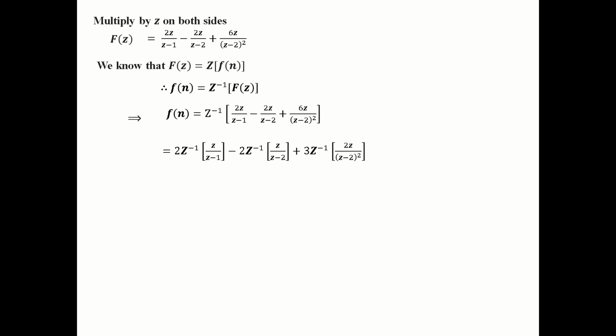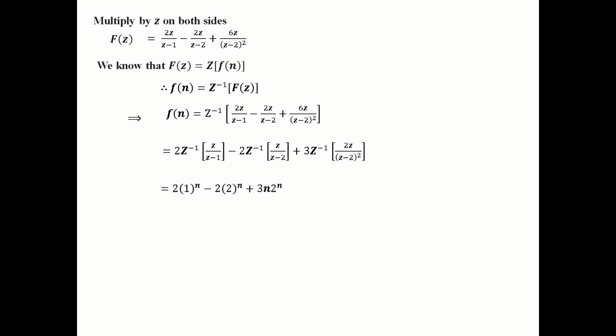2z by z minus 1, taking 2 outside, 2 into z inverse of z by z minus 1. Similarly the second term, minus 2 into z inverse of z by z minus 2, plus the last term. The last term I am keeping 2 inside and taking 3 outside, because 6 can be written as 2 into 3. So I am keeping 2z inside and taking 3 outside, 3 into z inverse of 2z by z minus 2 the whole square, because it is easy to apply the formula directly.